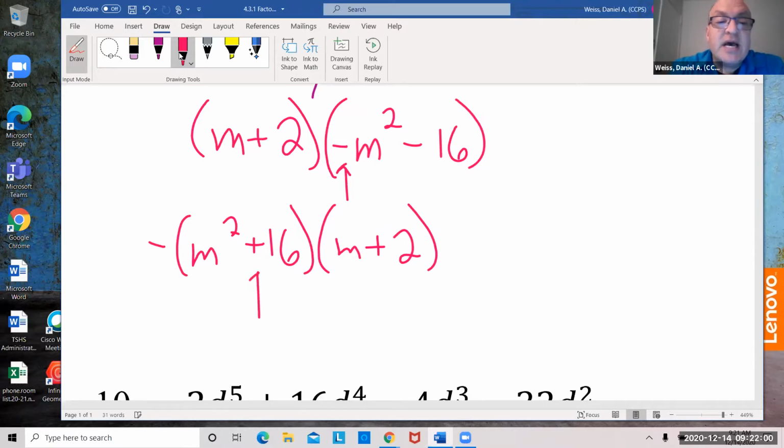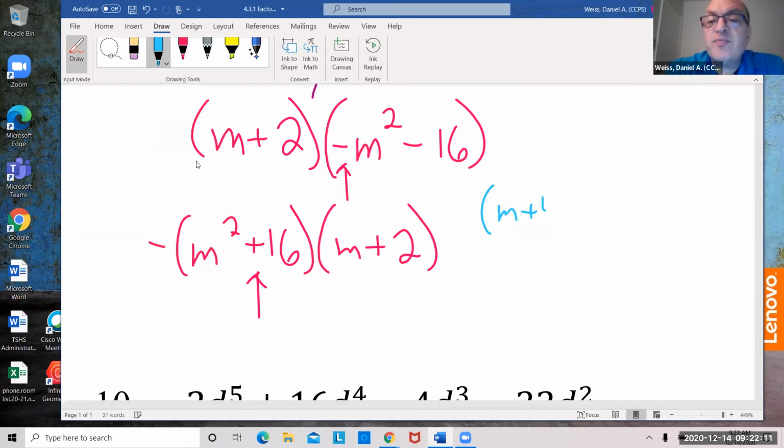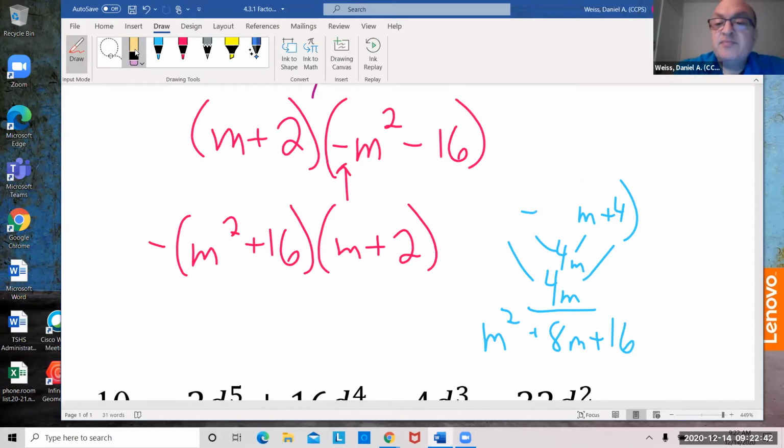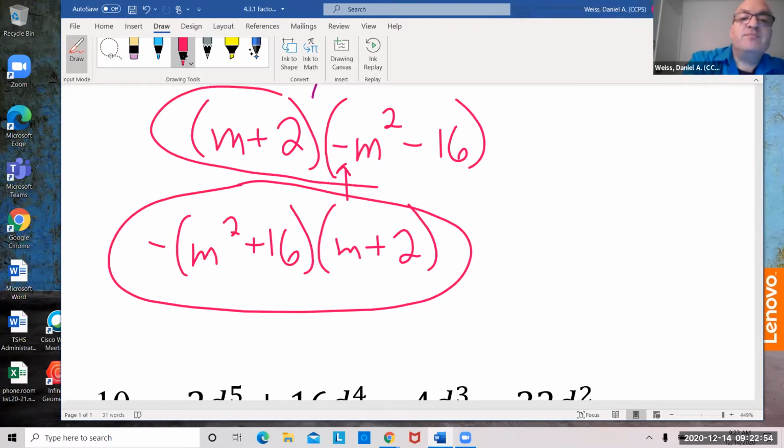Can I factor this guy? Isn't that m plus 4, m plus 4? No. Why isn't that m plus 4, m plus 4? Because I would get m squared, outer is 4m, inner is 4m, and that makes 8m plus 16. That's m squared plus 8m plus 16. If this was m squared minus 16, that would be m plus 4, m minus 4. That would be okay. But we don't have that. So at this point, I'm done. This is my answer. This is probably my answer too, either way.